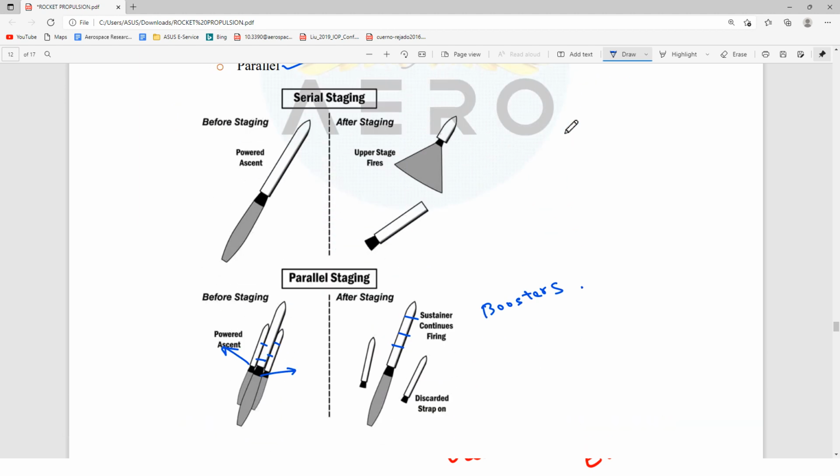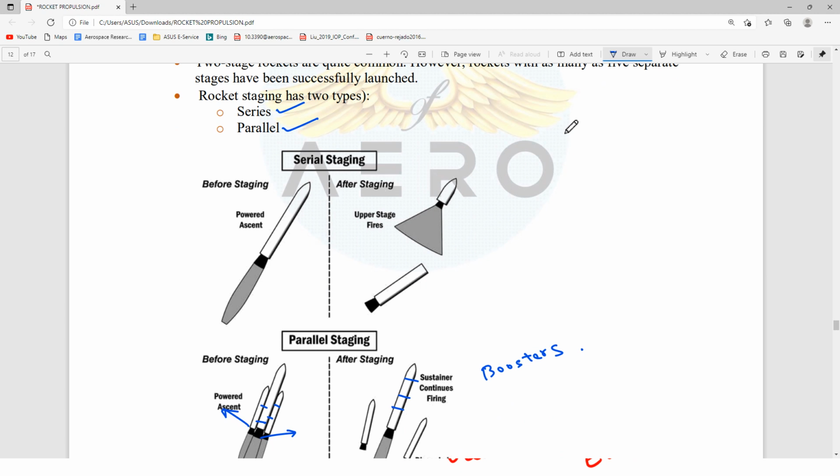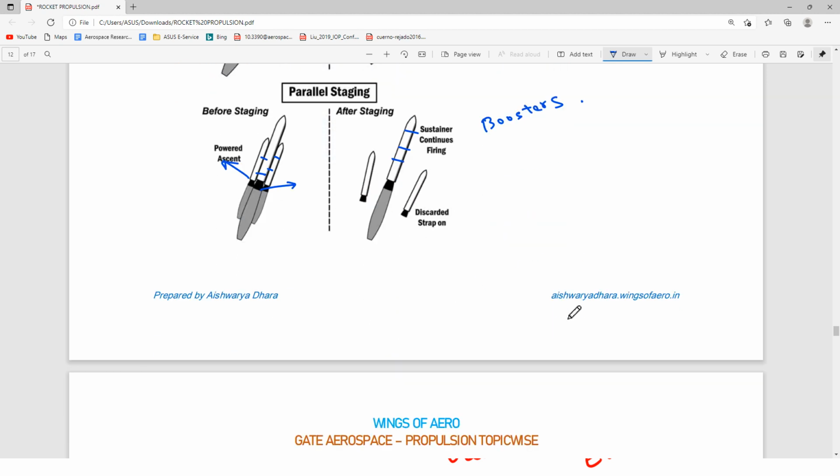So maybe you can expect a question where they will give you some pictorial views of series and parallel, and ask you to identify the type or the nature of a rocket staging. So accordingly you have to do that.